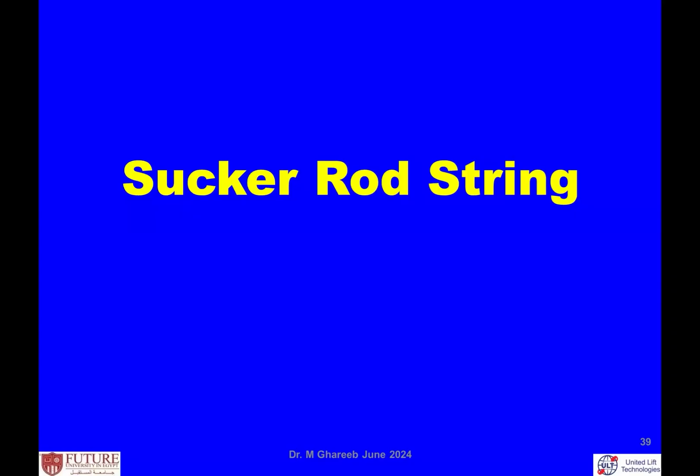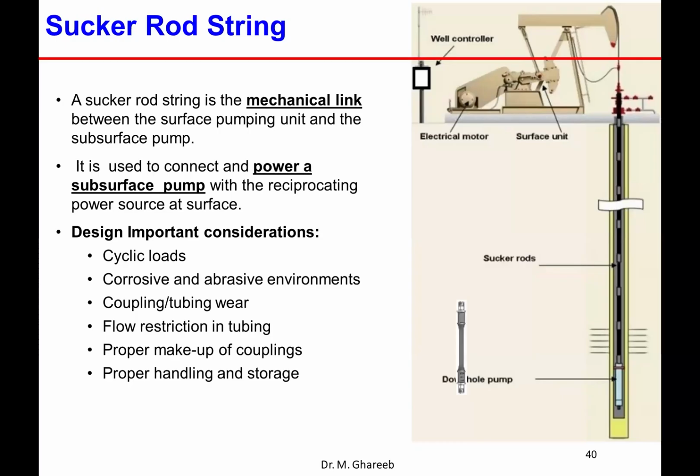Second part is the sucker rod string, as a component of the reciprocating pumping system. The sucker rod string is a mechanical link to connect the bottom hole pump, the downhole pump, to the surface equipment. This is one of the main functions.